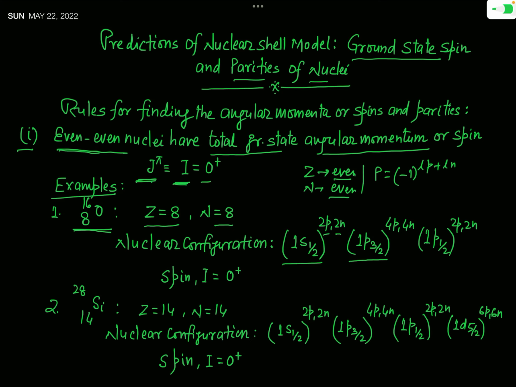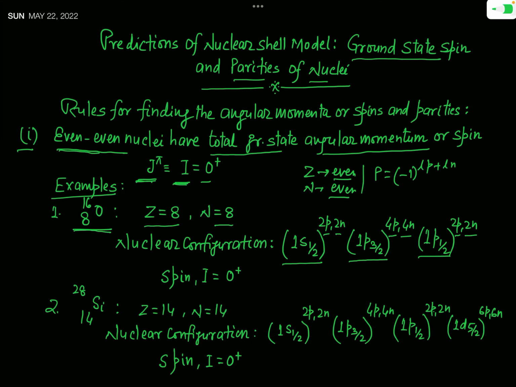Here the value of J is 3 by 2, and in this subcell the number of protons is 4 and the number of neutrons is also 4. Now the last subcell in this nucleus will be 1p1/2. You know, p3/2 is less in energy than p1/2, because the larger value of J means a smaller energy, you have seen. And in this last subcell, the number of protons is 2 and the number of neutrons is also 2. So this is the nuclear configuration.